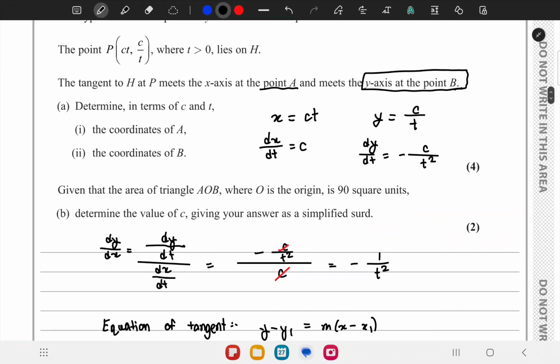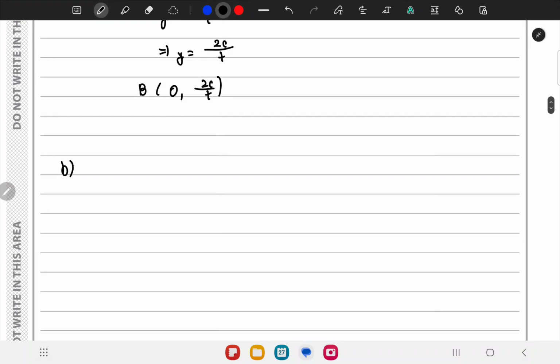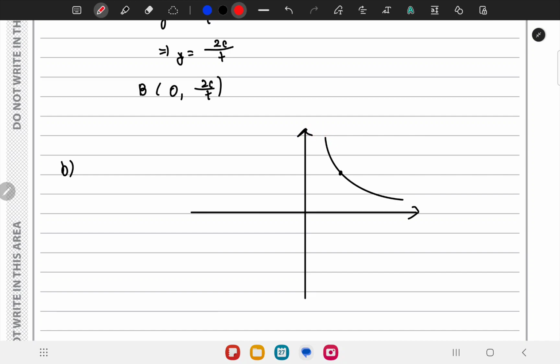Now in part B, we have to find the area of AOB. We know the points A, B, and O is the origin. So if we want to visualize this, it would look something like this. So this is part of our hyperbola. I'll take this point as H. So this will be the scenario over here. This is point B and this is point A. This is the origin. So this triangle, we need the area of this triangle.